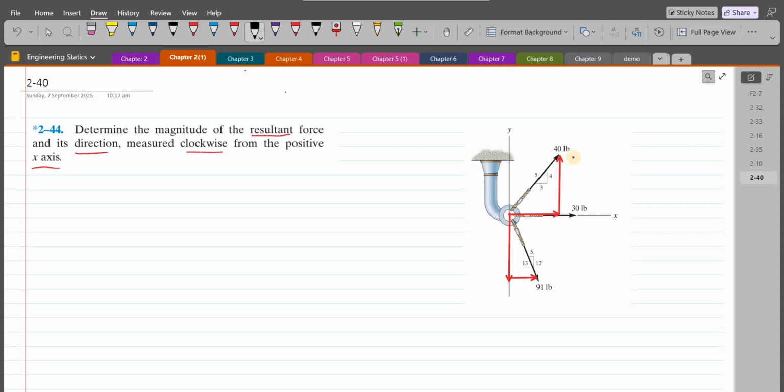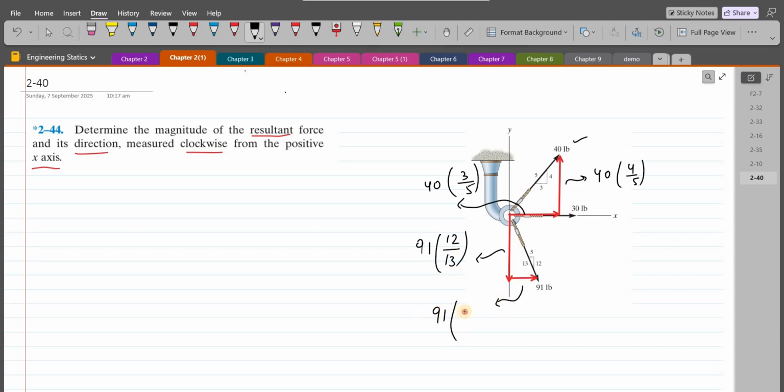Let's label them. For the 40 lb force, we have to consider this triangle. The vertical component of the 40 lb force is 40 times the ratio of 4/5, and the horizontal component is 40 times the ratio of 3/5. For the 91 lb force, we have to consider this 5, 12, 13 triangle. So the vertical component of this 91 lb force is 91 times 12/13, and the horizontal component is 91 times 5/13.